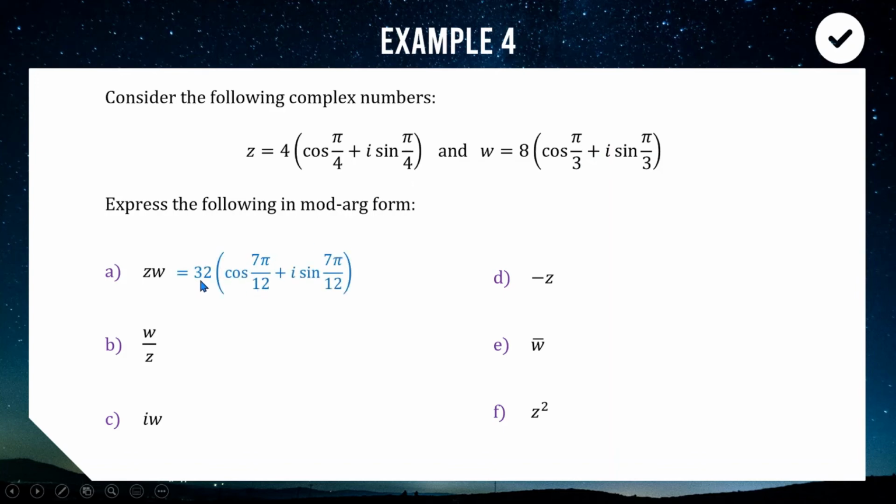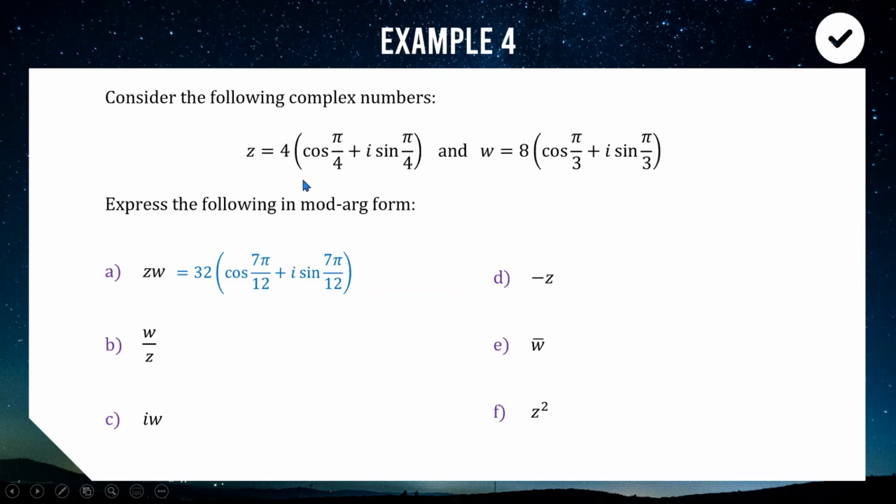Once again, 4 times 8 equals 32 as our modulus. There you go. Super easy, super convenient. If we were doing w minus z, we're doing something very similar. We're going to do the modulus of w divided by the modulus of z. So 8 divided by 4 would give us 2.